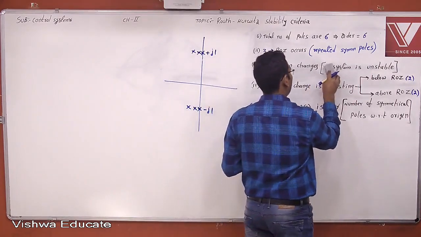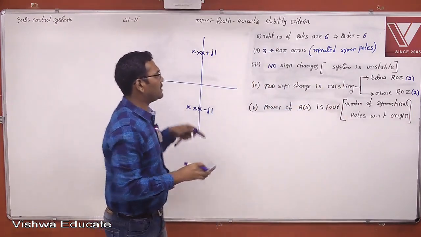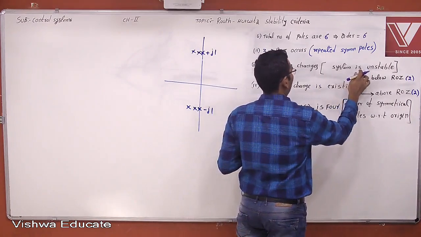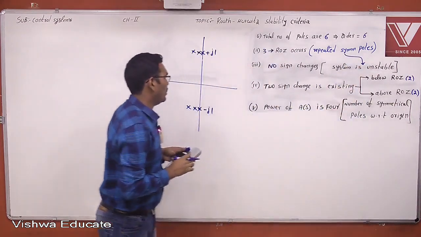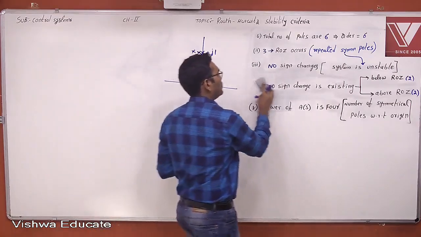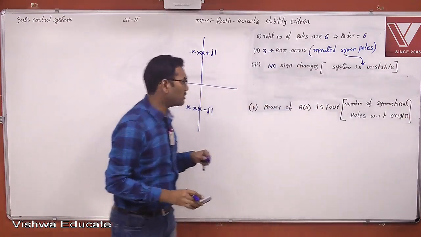There is no sign change. But the poles are repeated on the imaginary axis, so the system is unstable. No sign changes, repeated poles, system is unstable. Now there are no sign changes, therefore there is no need of this particular point.